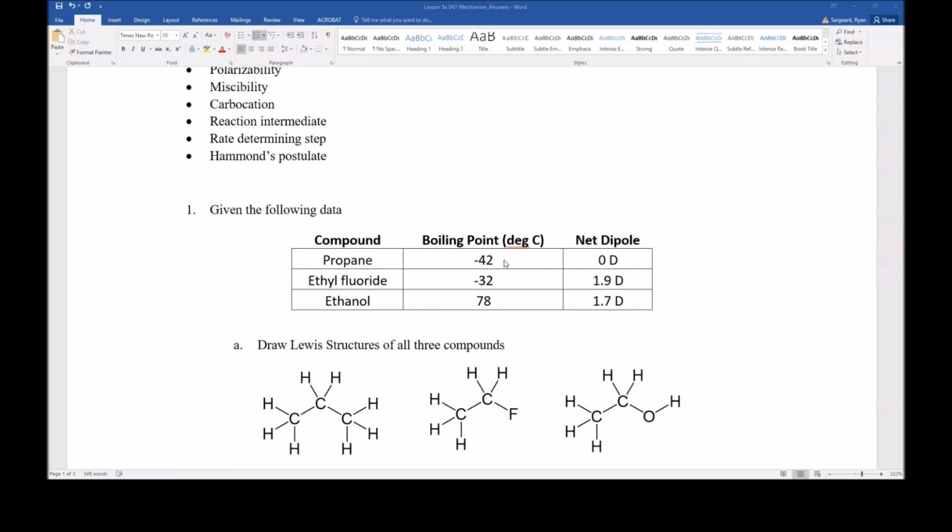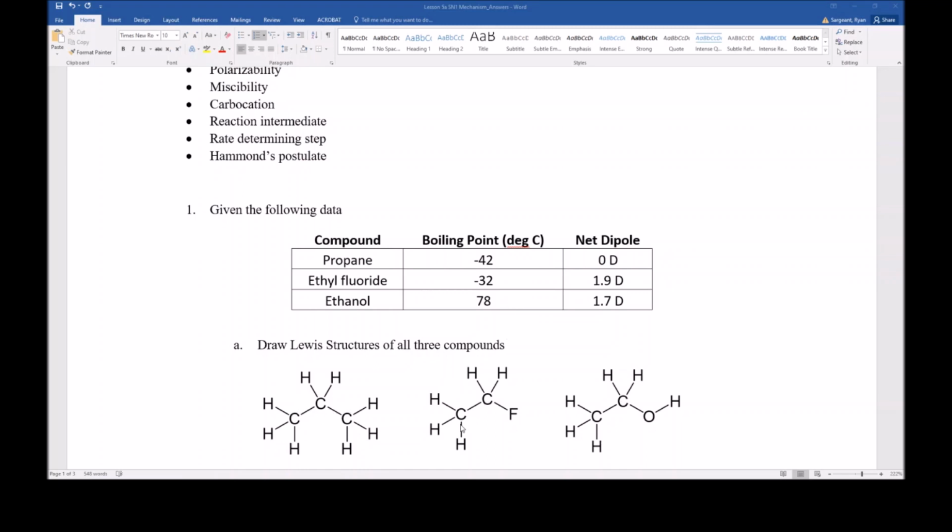This is negative 42 degrees on a Celsius scale. That is lower than negative 32 and much lower than 78. So this has the lowest boiling point. And what that says is that at the lowest temperature, I can still get these molecules to break apart. And that tells us that they're fairly easy to break apart compared to the other two.